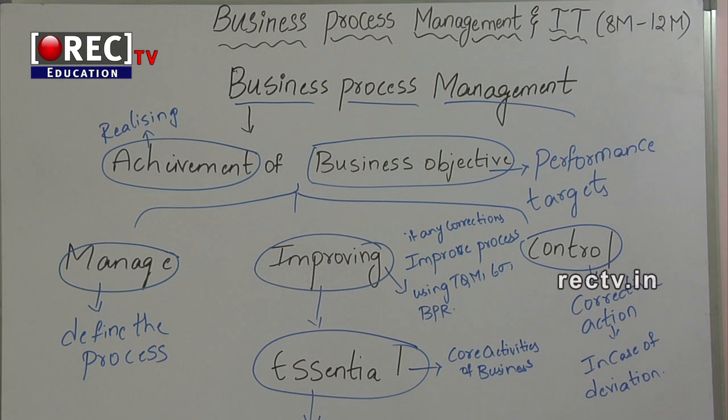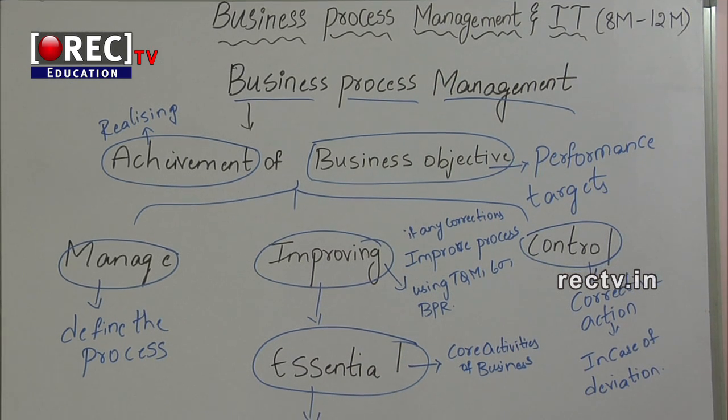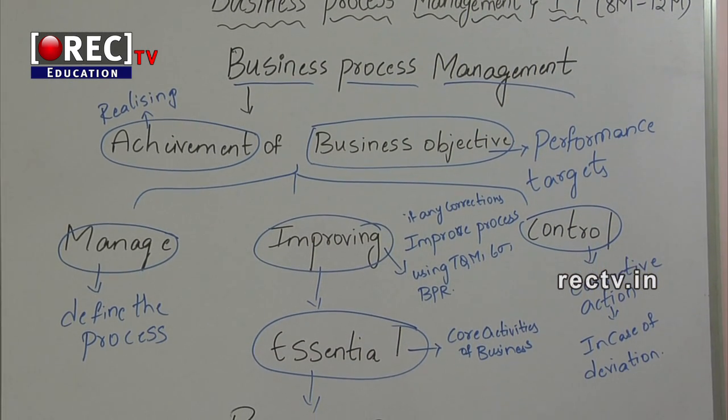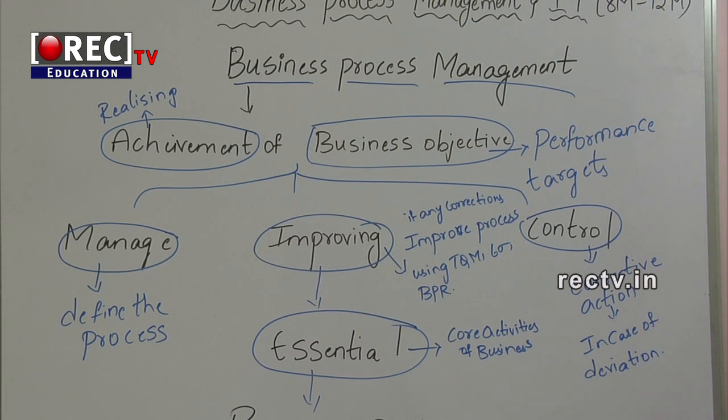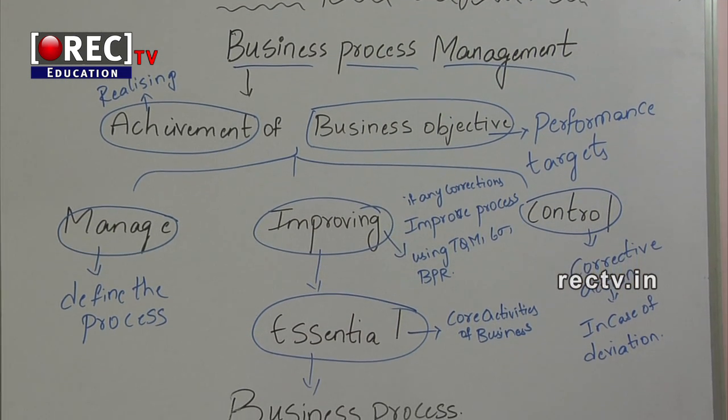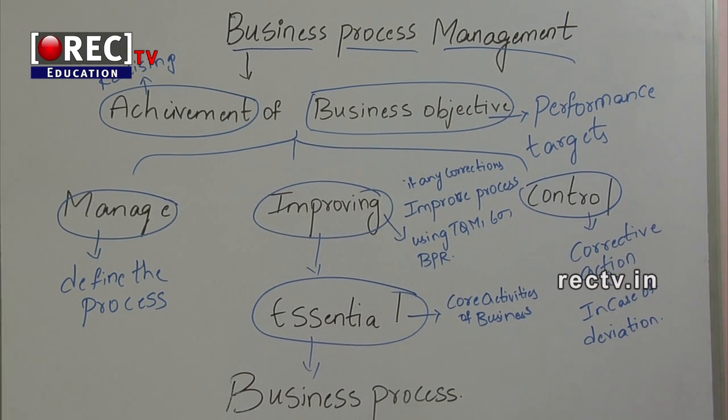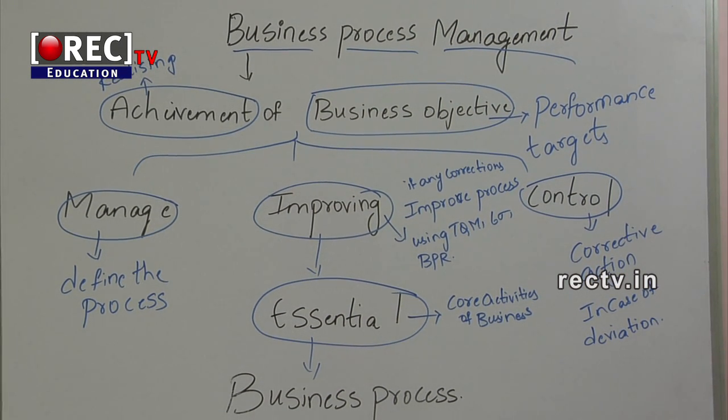Now let us see it step by step. Here, achievement means realizing, and business objective is nothing but performance targets. Business process management is realizing the performance targets by defining the process, and while defining, if there are any corrections, improving the process using either TQM (Total Quality Management), Six Sigma, or the BPR (Business Process Re-engineering) method. And in case of any deviations in this process, taking corrective action on the core activities of the business process.